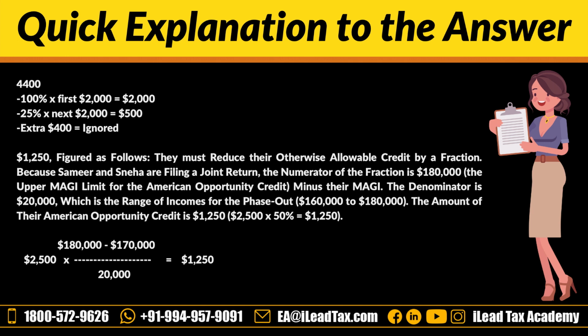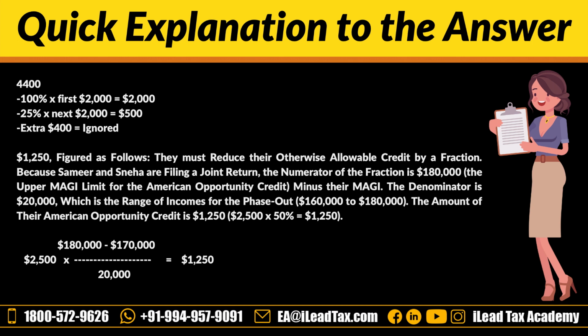So total qualified education expenses is 2,500. Here, the credit is subject to phase out based on the taxpayer's modified AGI. In 2022, the phase out range for married filing jointly is between 160,000 and 180,000. To calculate the reduced credit amount, we need to deduct the taxpayer's AGI from the highest phase out. So, if we deduct 170,000 from 180,000, the amount will be 10,000.